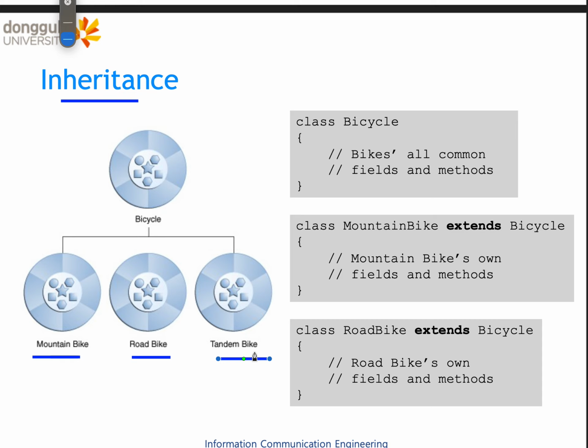So in this case, by using inheritance, we can do it another way: the common things will be stored in here, and the different things will be stored here, among all the types of bikes.